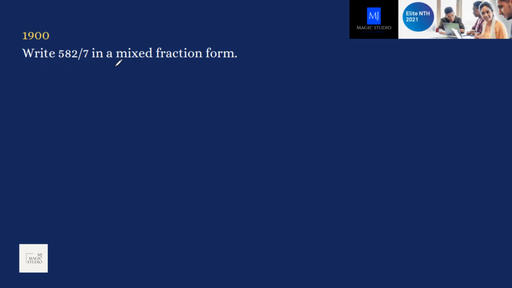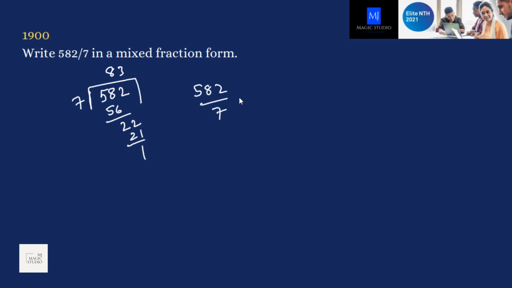Write 582 by 7 in a mixed fraction form. Just divide 582 by 7. 7 into 58 is 56, remainder 2. Then 22, 3 times 21 and 1. So 582 by 7 is 83 and 1 by 7. Okay. So whatever number is given, just divide and convert into a mixed fraction form, a whole number and a fraction part. That is the answer. That's it.